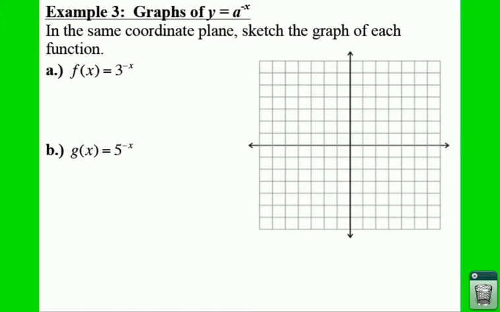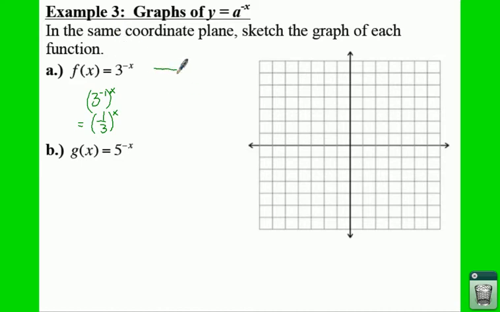Example 3 is just like example 2, but what you have to do here is, if you notice, you have a negative x up here. Now basically what that negative x means is the same thing as having 3 to the power of -1, all to the x power, which means you take this 3 and flip it and make it a 1/3. So a 3 to the negative x is the exact same thing as a 1/3 to the power of positive x. So we still graph these the same way by making a table of values.